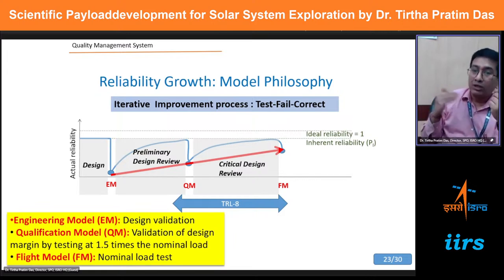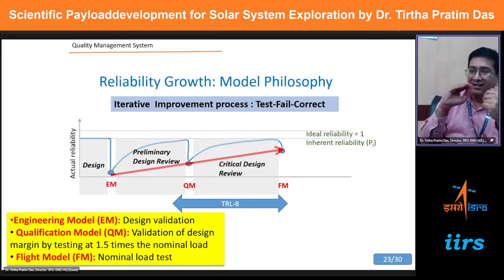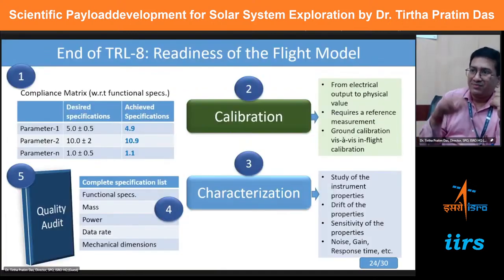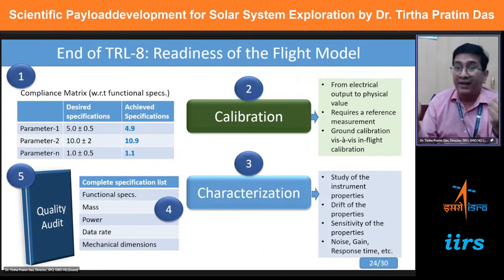And this is how the model philosophy comes into the picture. Model philosophy means the engineering model, qualification model, flight model. This is called a 3 model philosophy. There are other models also, which I am not discussing at the present moment. So ideal reliability you can never achieve, but this process of reliability growth by the proper choice of the model philosophy can help you reach, to a good extent, the ideal or desirable reliability. And this is the end of TRL 8 with the readiness of the flight model.